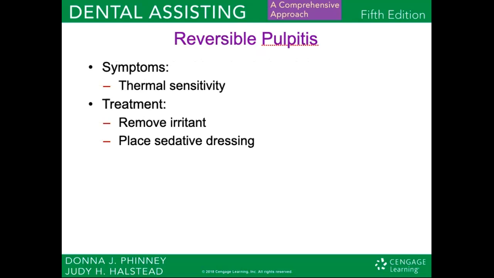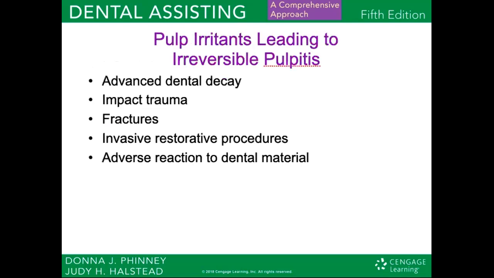The symptoms of reversible pulpitis are sensitivities to hot and cold. Treatment includes the removal of the irritant and placement of a sedative dressing to heal the pulp. Irreversible pulpitis is caused by advanced dental decay, impact trauma, fractures, invasive restorative procedures, and adverse reactions to dental material. Inflammation continues until the pulp tissue cannot recover.